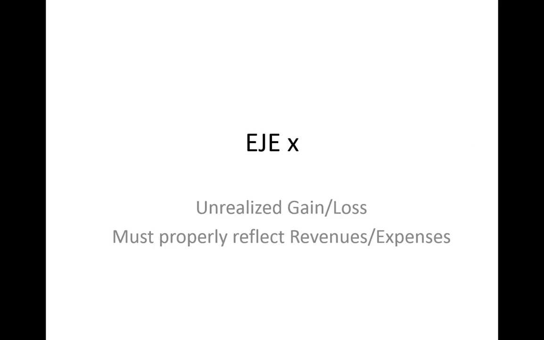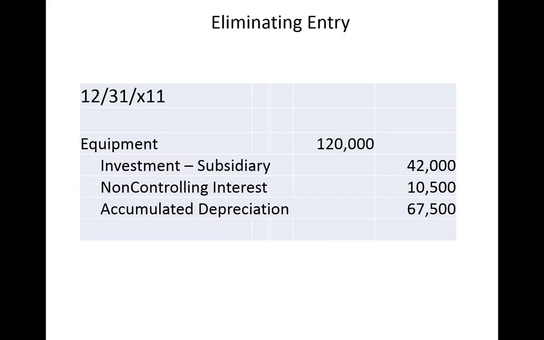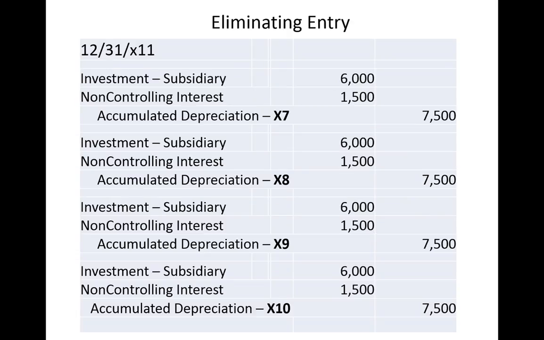This leads us to the unrealized gain or loss that remains. So let's recap what we have here. We've got two entries here. The first is to establish the equipment at its correct value, to record the deferred loss originally, and to establish the accumulated depreciation. And in X11 we've got the following entry 4 times. And this represents the excess depreciation for years 7, 8, 9, and 10. Remember, we're in 2011.